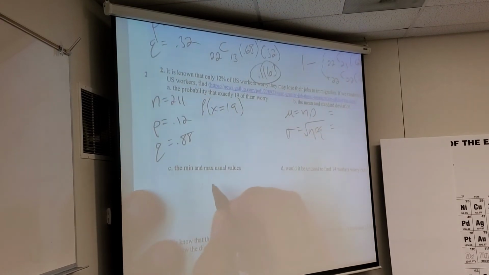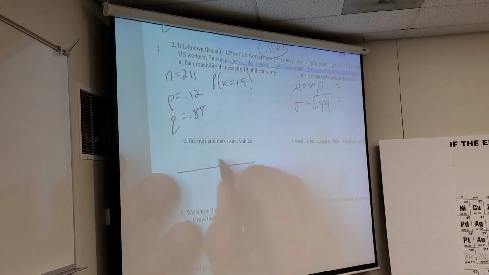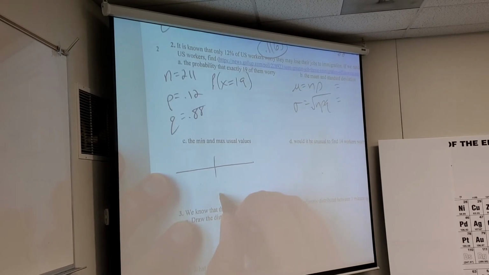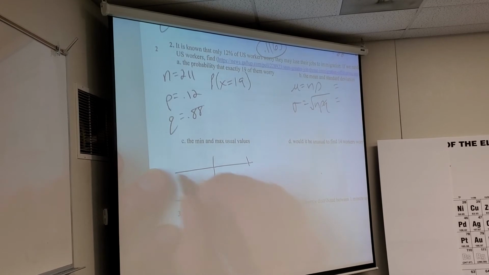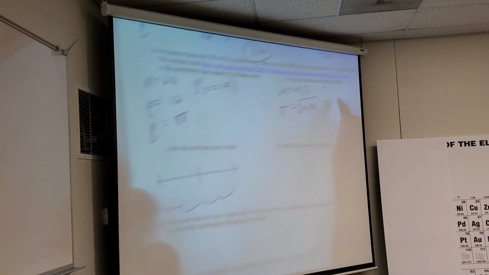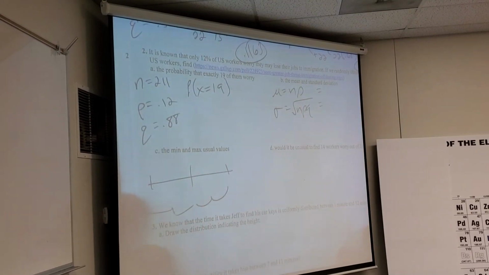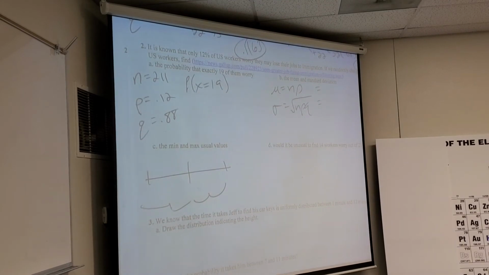Okay, so how do I get min and max usual values? I start at the mean and I go, how many steps up, how many steps down? 2. So put the mean in the middle, whatever you get over there, and go up and down 2 steps. That's our official definition of where unusual starts.